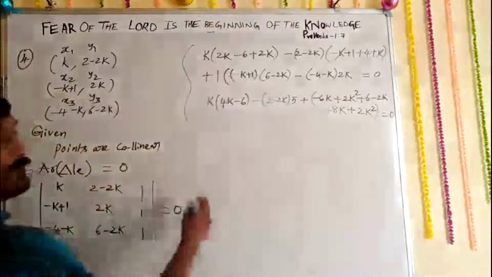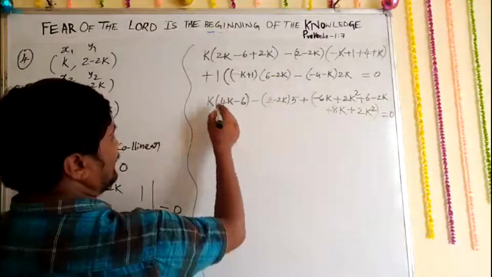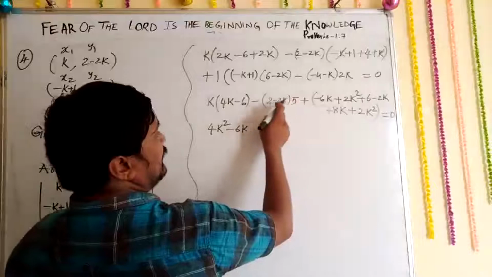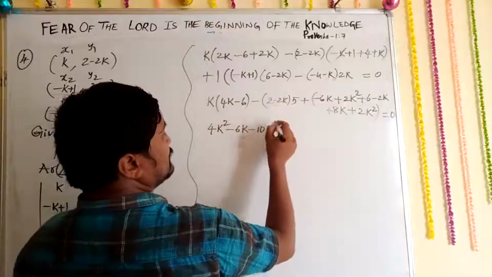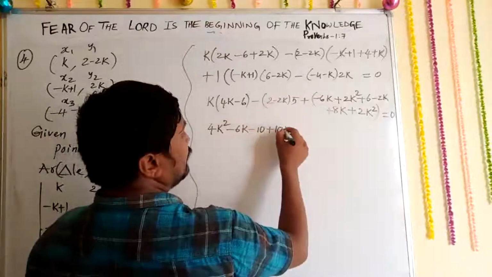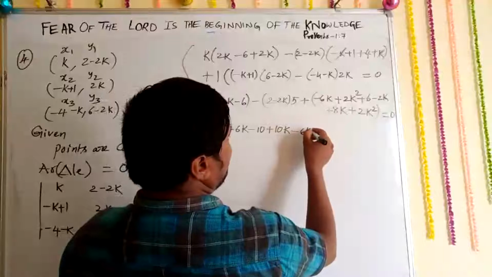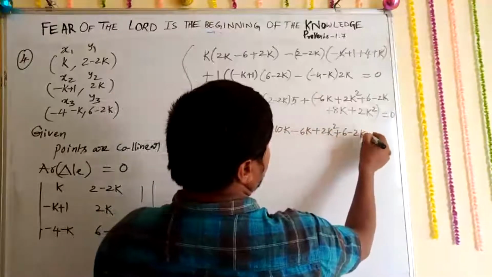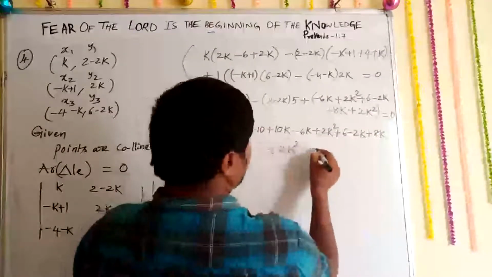Let me simplify this all. What do you get? 4k square minus 6k. Here 5 into 2, 10, that is minus 10. Minus into minus plus 5 to 10k, plus into minus minus, minus 6k plus 2k square plus 6 minus 2k plus 8k plus 2k square is equal to 0.